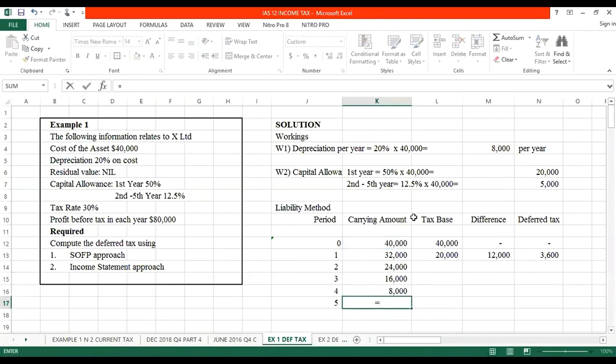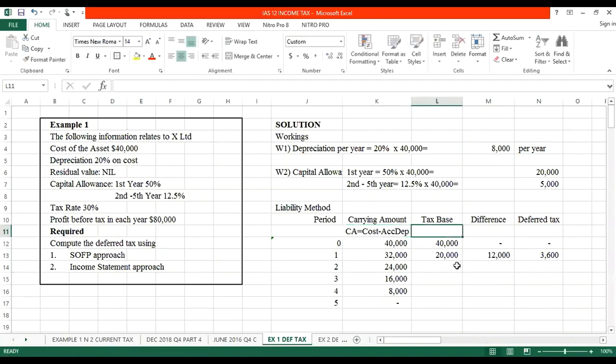Finally, carrying amount in year 5 is the cost of the asset minus depreciation year 1 minus depreciation year 2 minus depreciation year 3 minus depreciation year 4 minus depreciation year 5. It gives you 0. Remember, what is carrying amount? Carrying amount is equal to, we said, cost minus accumulated depreciation. So don't forget about that.